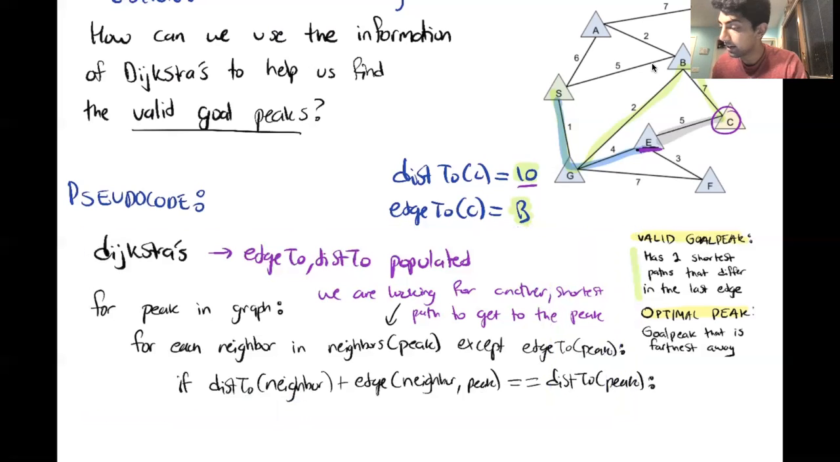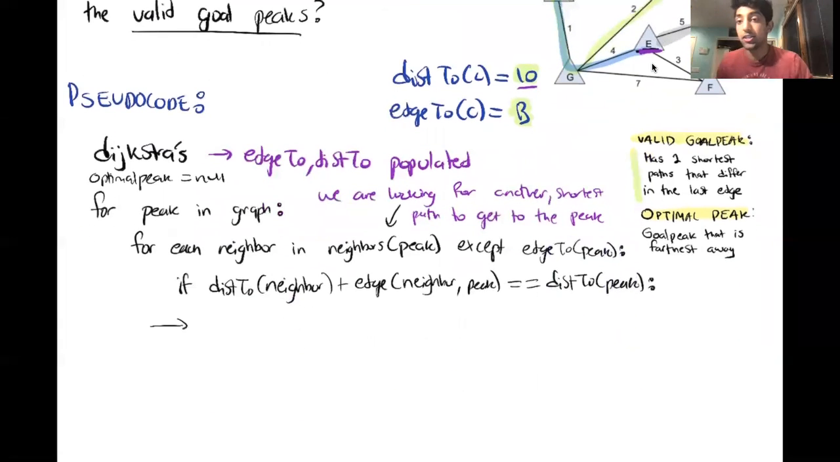is, okay, I forgot one thing, is that we need to create an optimal peak variable, and we'll set that equal to null. Okay, and the optimal peak variable is going to be the best valid goal peak we've seen so far. So if we enter this if condition, it means, let me add my purple explanation, that peak is a valid goal peak. Okay, that's what happens if we enter this if condition.